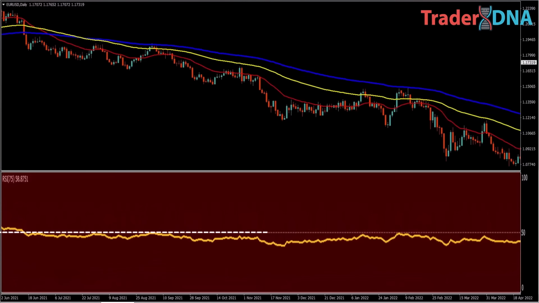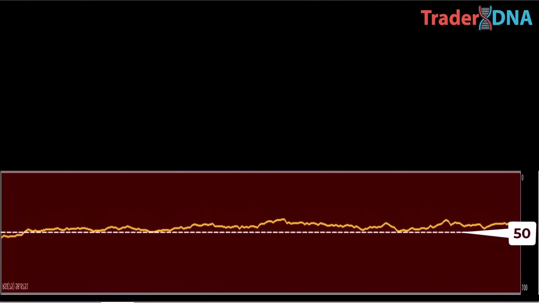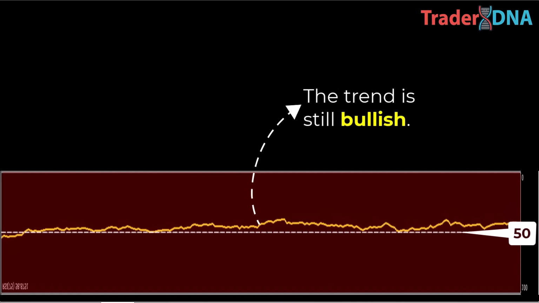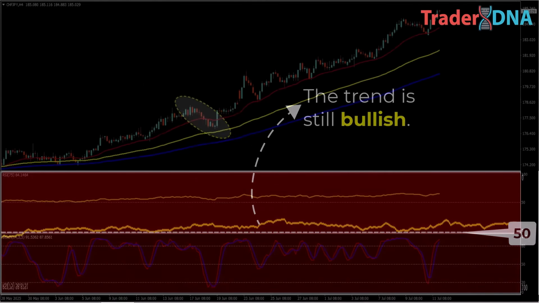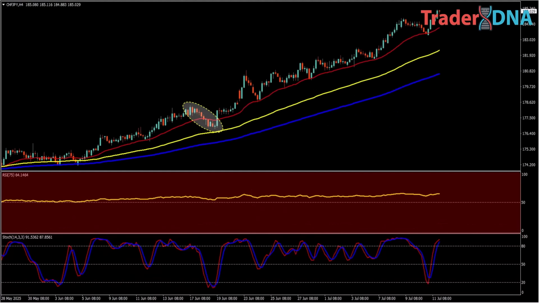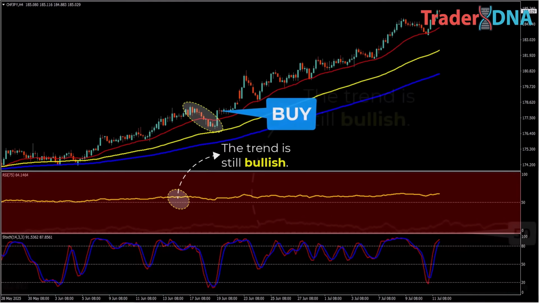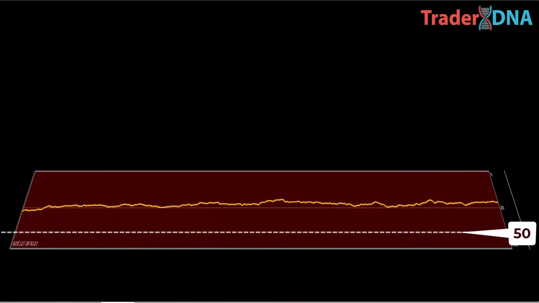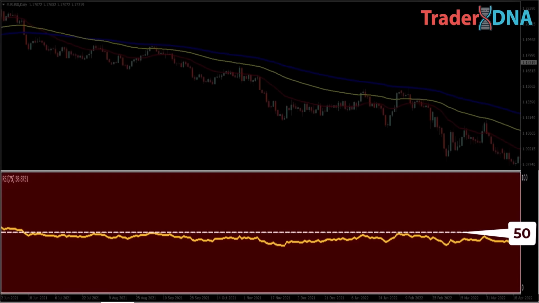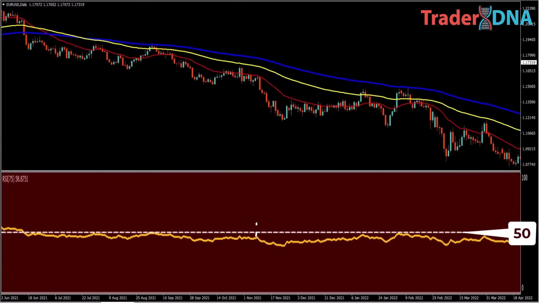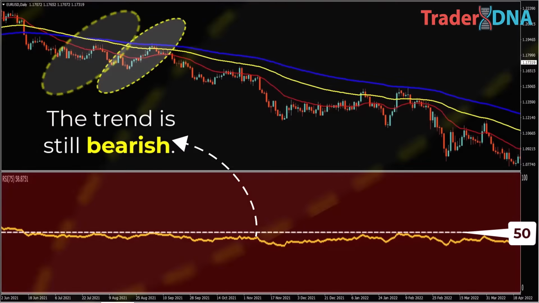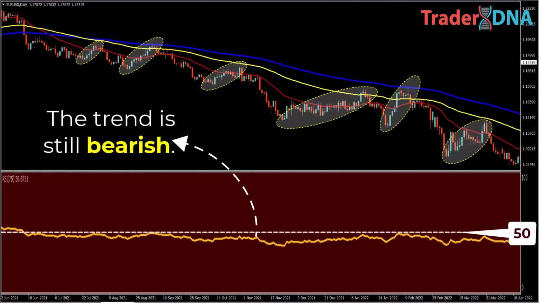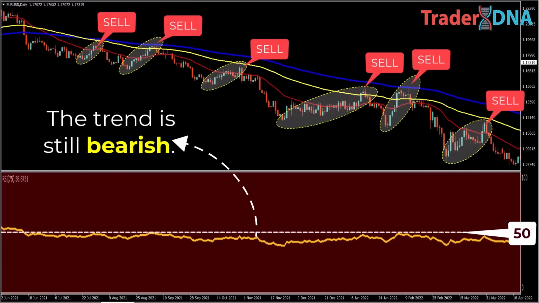Now, here's how we use it, and I promise it's ridiculously easy. If the RSI line is above level 50, that tells us the trend is still bullish. Even if price is dipping, the overall energy is still pushing upward. The bulls still have the power, so you can confidently look for long entries during the correction. If the RSI line drops below level 50, that means we're likely in a bearish trend, and if price pulls upward, that's your moment to get ready for a potential sell because the bears are still in control.